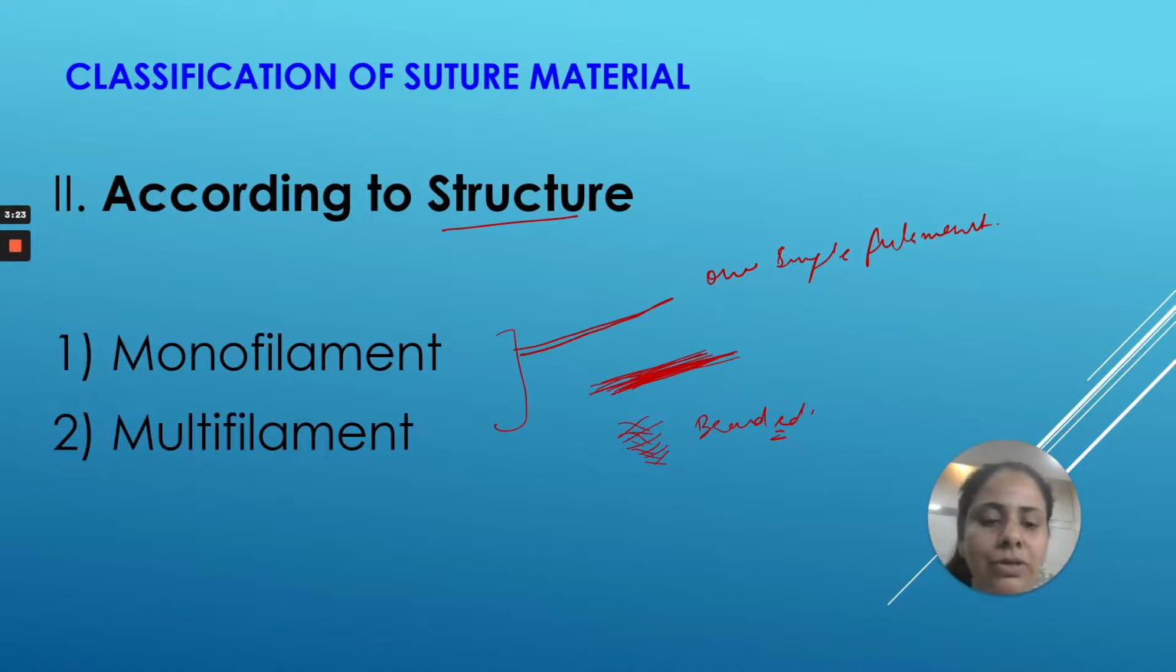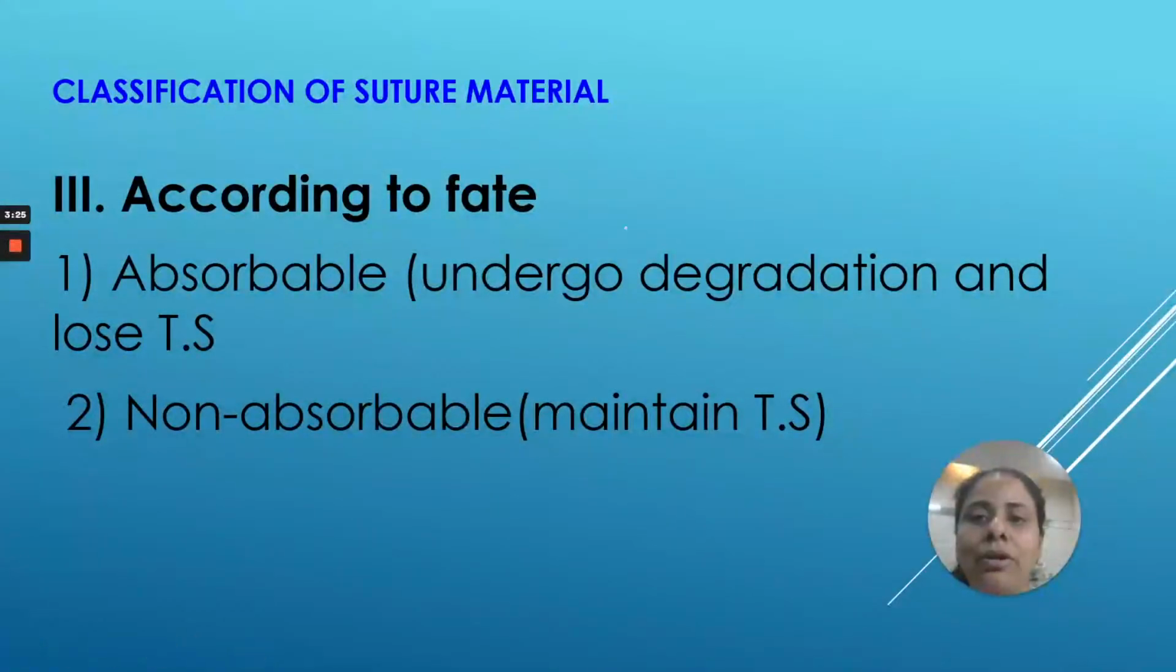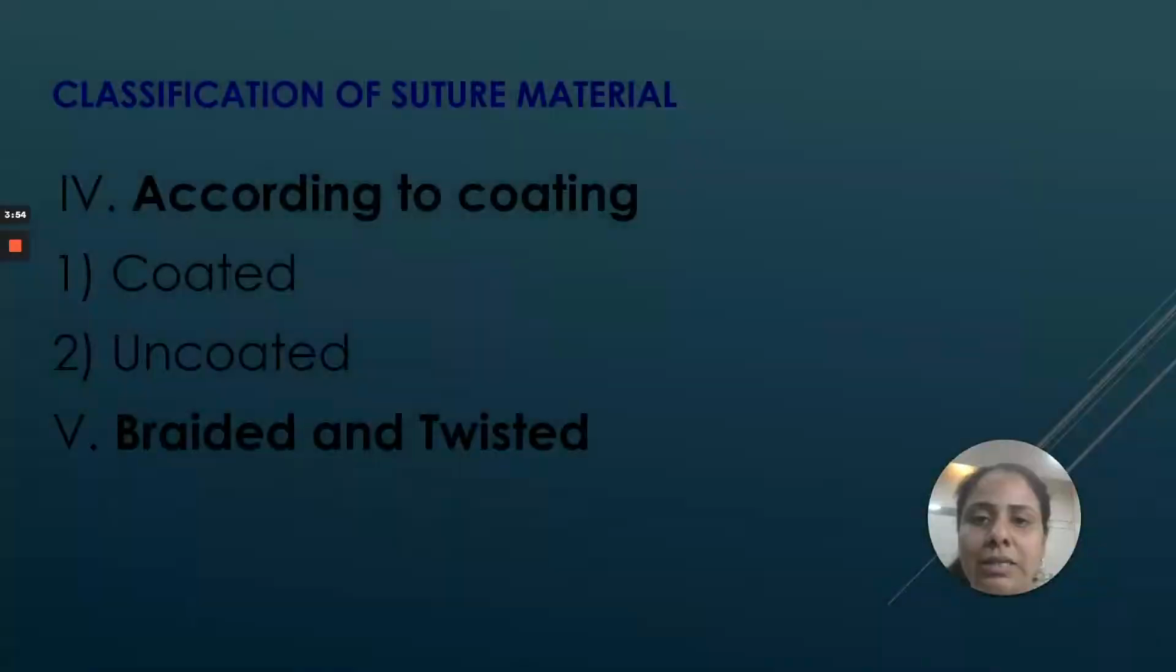They are the classification according to structure, and then according to the fate. This is really important for us, because the first is the absorbable and then comes the non-absorbable. The absorbable sutures undergo degradation and lose their tensile strength, and they get slowly resorbed by the body. Non-resorbable sutures maintain their tensile strength, and their material is such that it cannot be resorbed by the body. So this is again another classification.